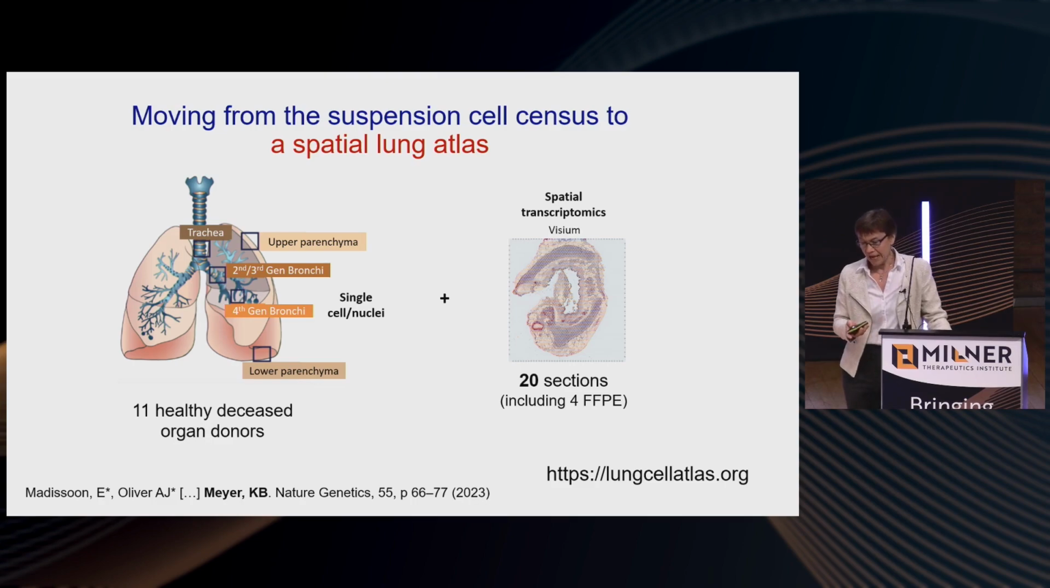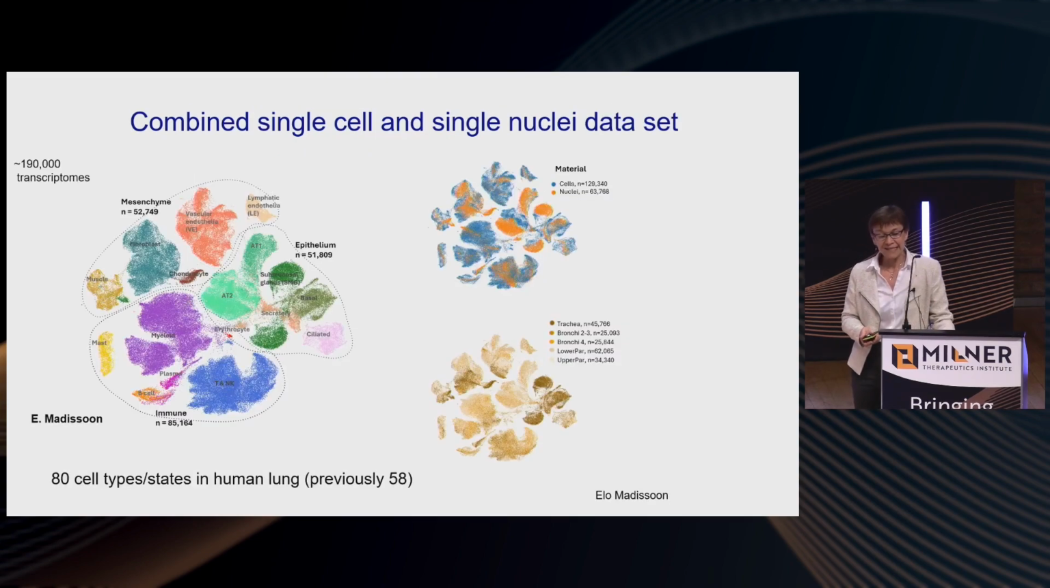So this experimental setup gave us a data set of about 100,000 transcriptomes, which on this slide just shows you in very broad cell type annotations. But Elo was able to really dig into the details, and in the end, we defined as many as 80 different cell types when previously there were only 58, so really adding to the granularity in which we understand the different cell types.